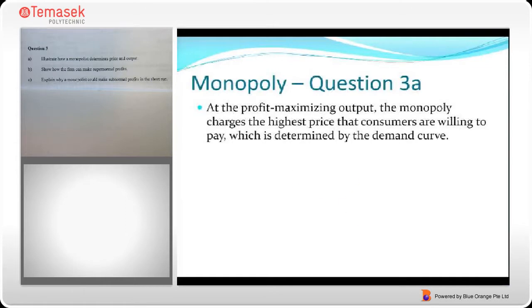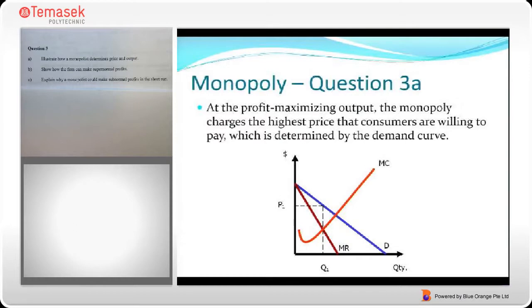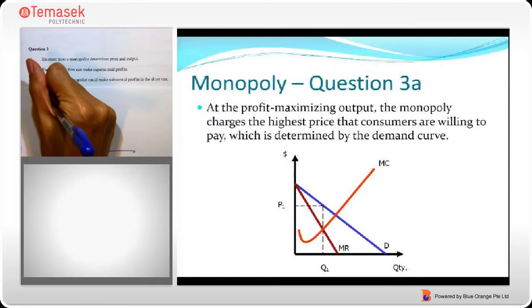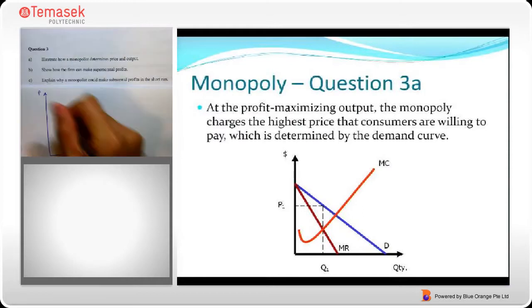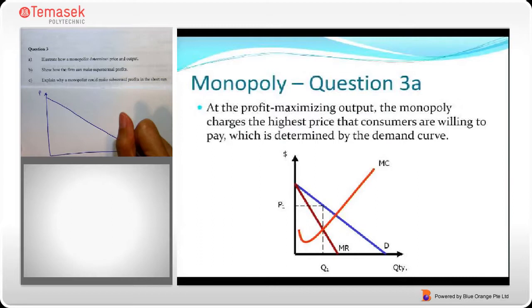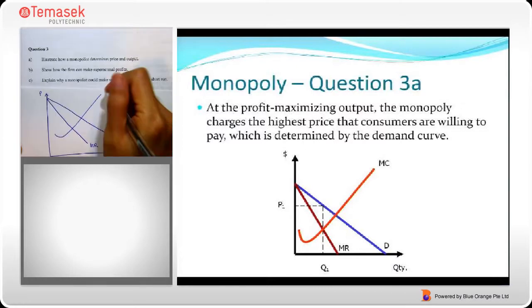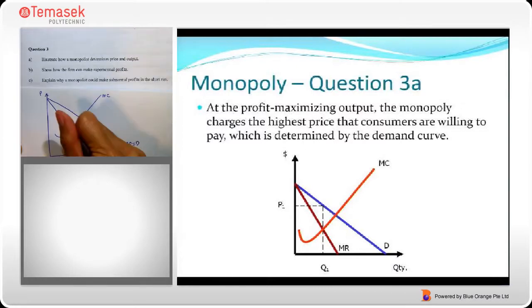And our diagram will look like this. So let's draw this together. First we draw our AR curve, which is actually our demand curve, and our MR. Next we need our MC in order to derive our profit maximizing output. So Q is actually our profit maximizing output, which is the level of output where we earn the most amount of profit.